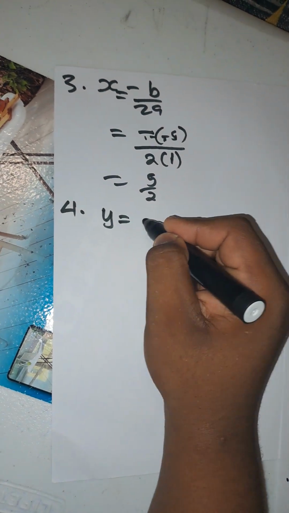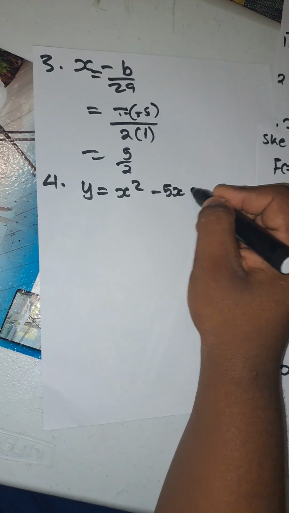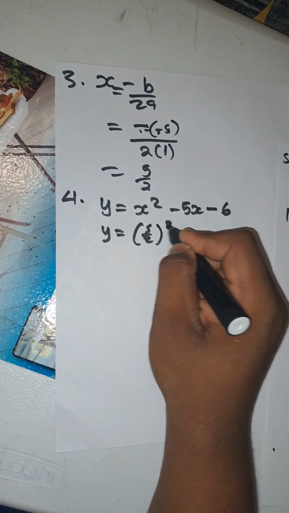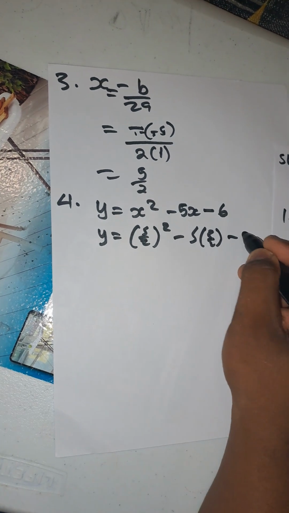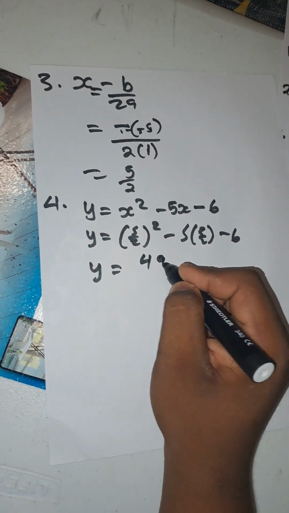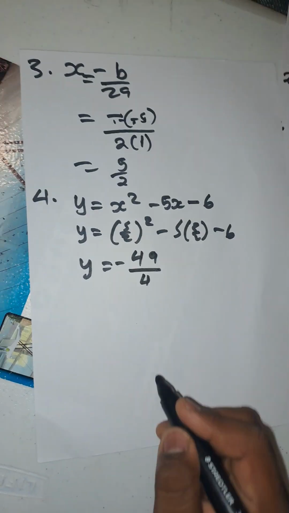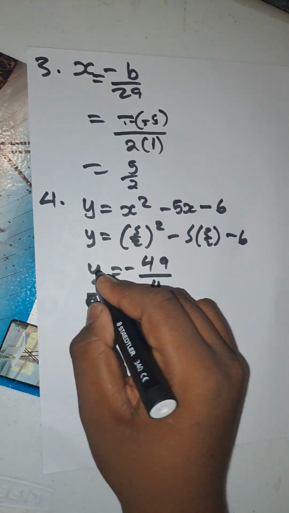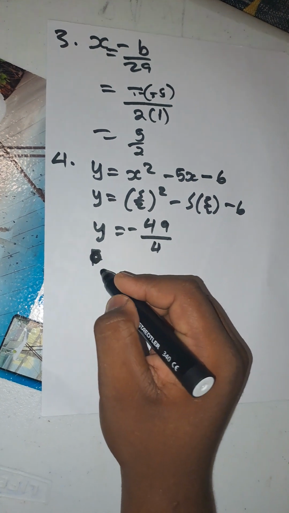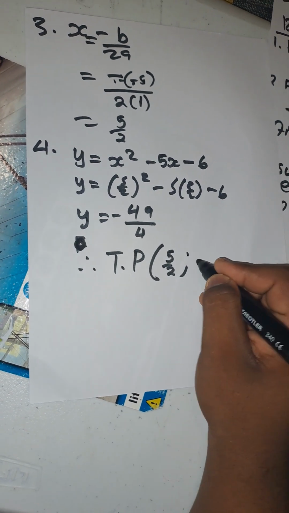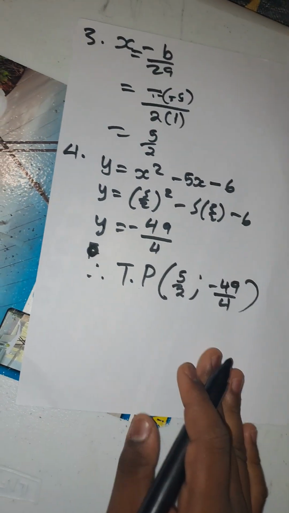So let's go. y is equal to x squared minus 5x minus 6, and I'm looking for y, so y is equal to (5 over 2) squared minus 5 times 5 over 2 minus 6. Then let me check my calculator. So my y is equal to negative 49 over 4. You can even say f of x, but it will confuse you. Just know that your y is equal to negative 49 over 4. Then you will say, therefore, your TP is 5 over 2 and negative 49 over 4. You are done. You did the 5 steps.